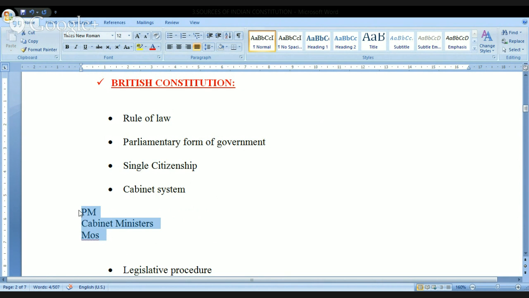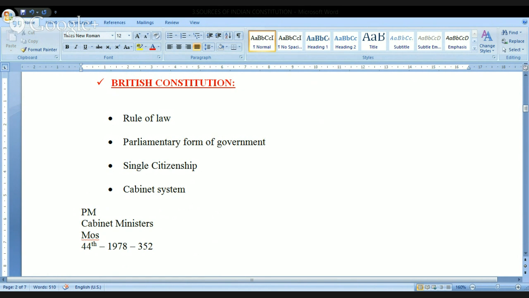But over a period of time, through the 44th Amendment of the Indian Constitution in the year 1978, we have added the word cabinet in article number 352. I'm just giving you little information here, but when I come to the topic, actually article 352, we will try to have an elaborate discussion on this. But otherwise, the word cabinet is nowhere mentioned in the Constitution.